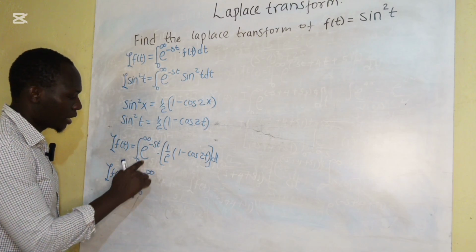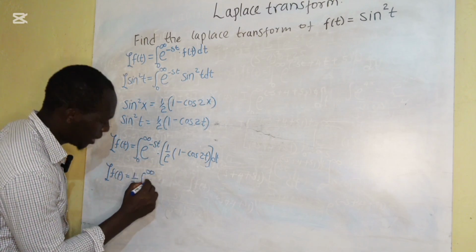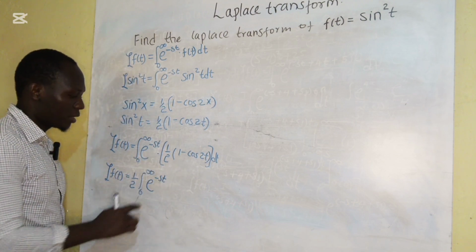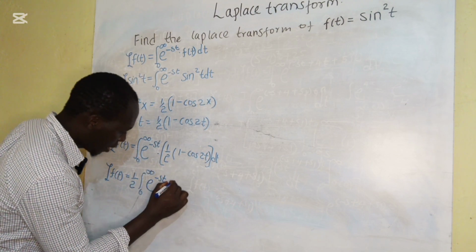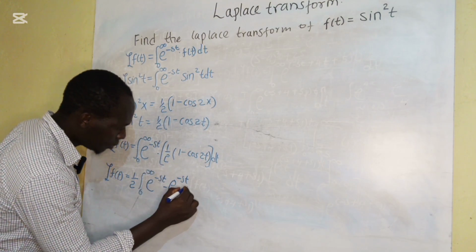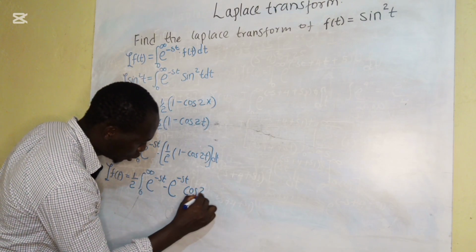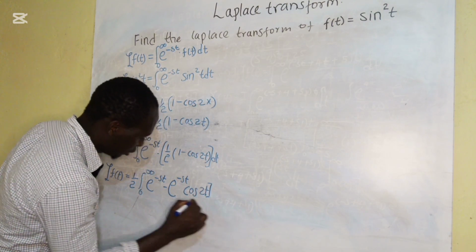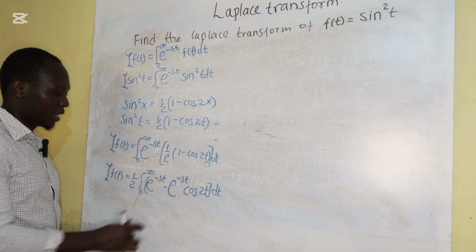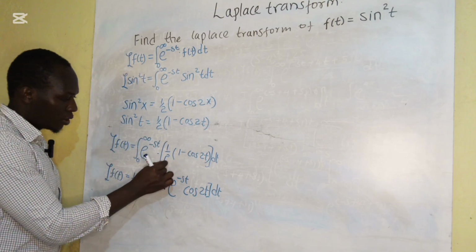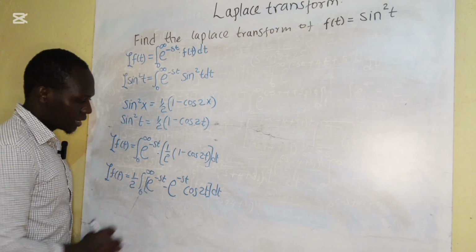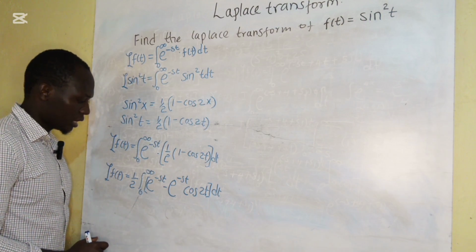Let us now open the bracket. We take our decay function, which is exponential negative st. We multiply by 1 is going to be that. We subtract from exponential negative st cos 2t, and our integration is with respect to dt. At this point, we've only factored out a half and opened the bracket. Let us now move into our second step.